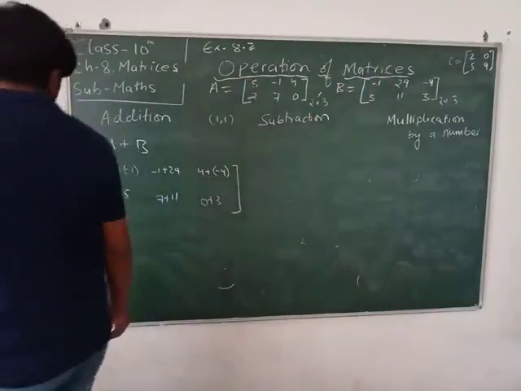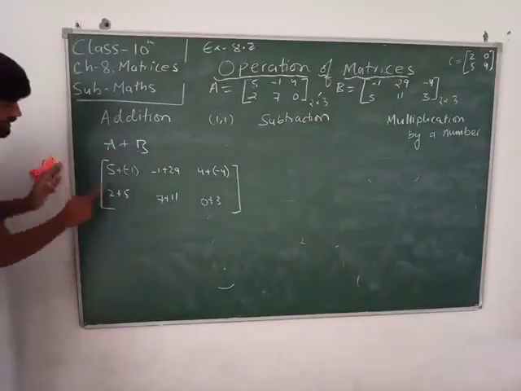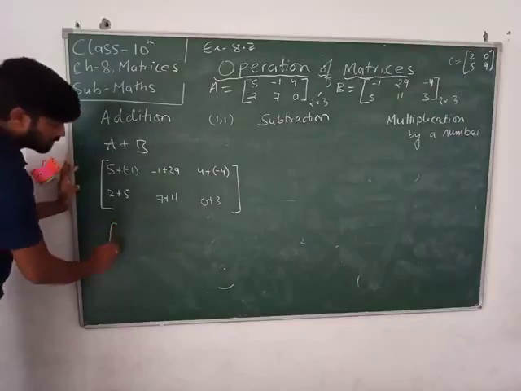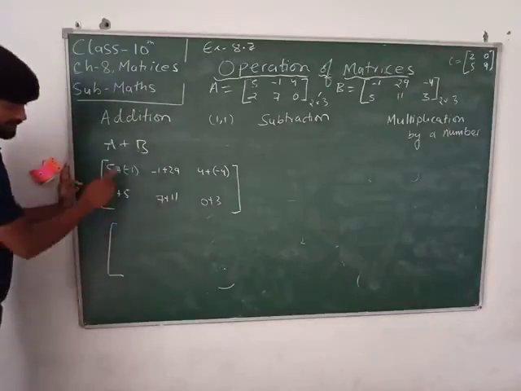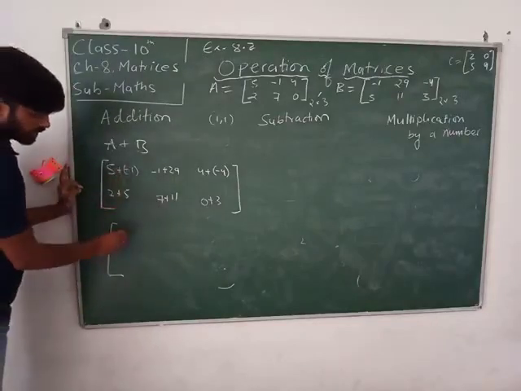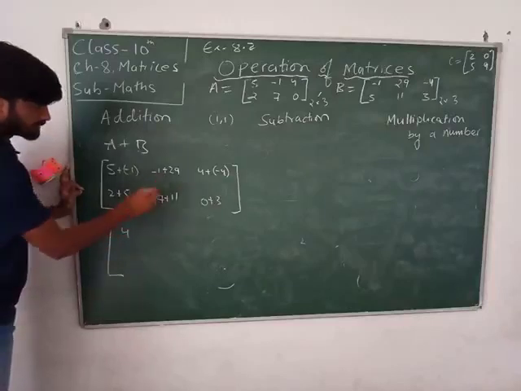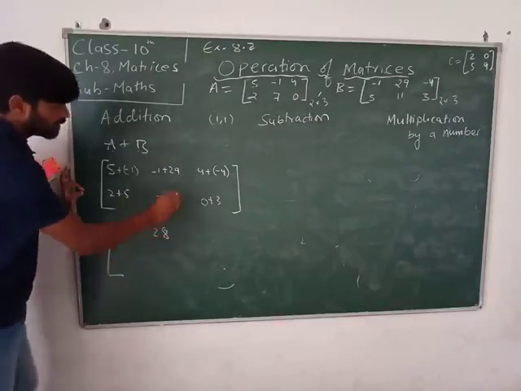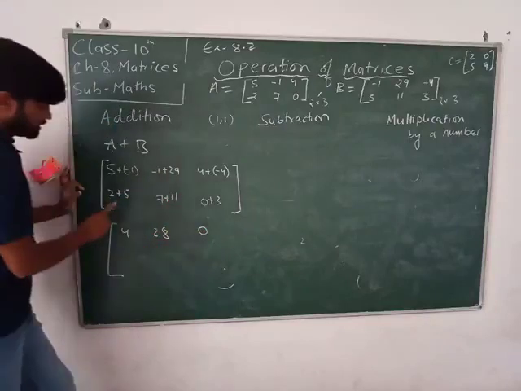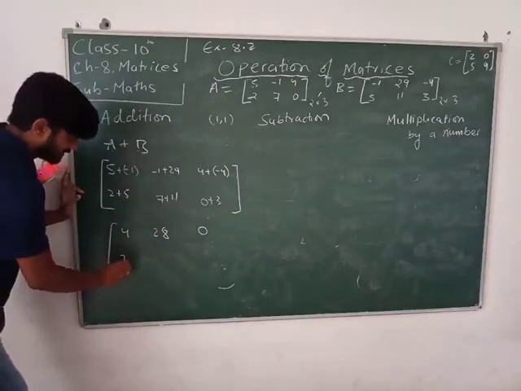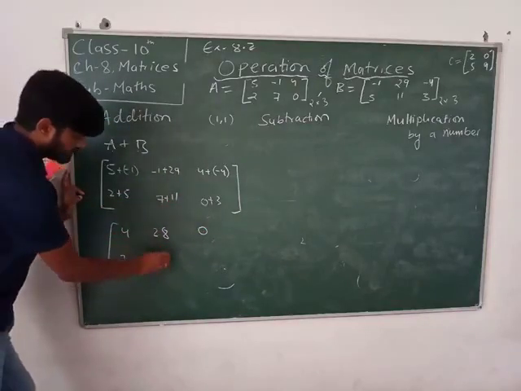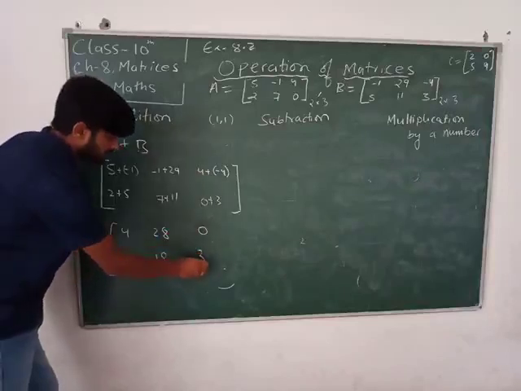Okay. So what is my new answer that I'm gonna get? A plus B जो मेरा आंसर आएगा, तो मेरा आंसर कितना आएगा? आपको पता है इसका आंसर कितना आ सकता है? ये -1 हो जाएगा तो 4, इसका हो जाएगा 28, इसका हो जाएगा 0, इसका हो जाएगा 2 plus 5 7, इसका हो जाएगा 18, इसका हो जाएगा 3.